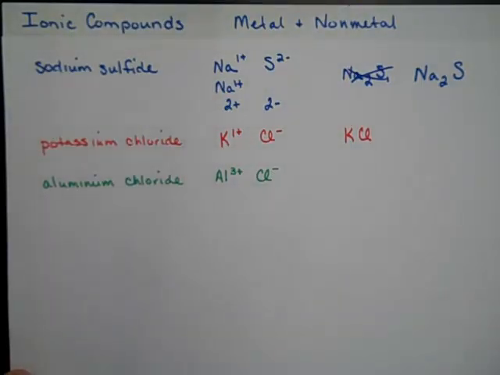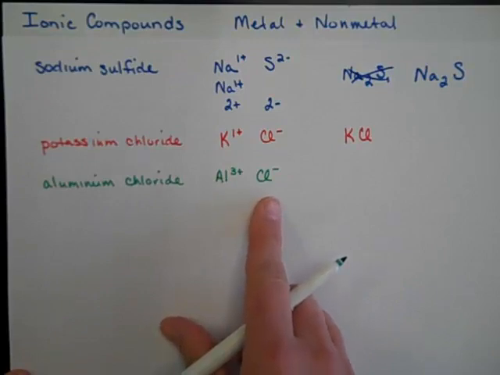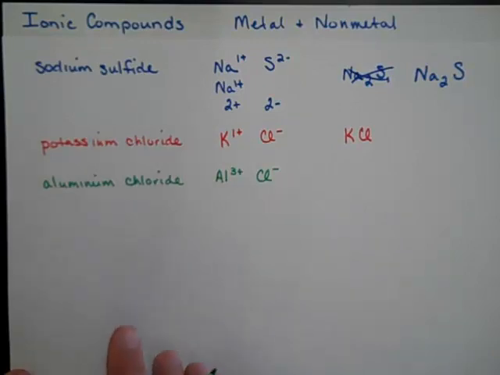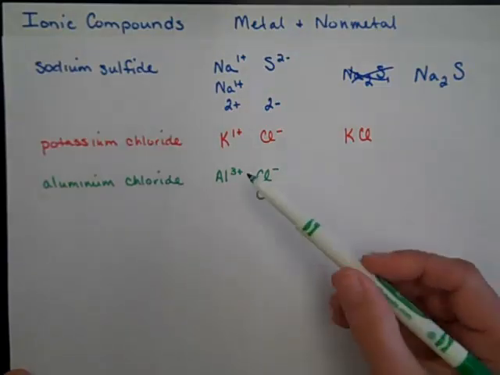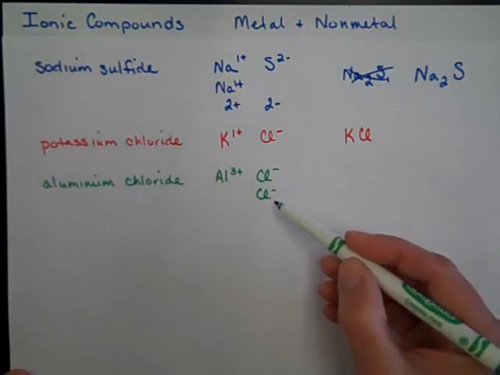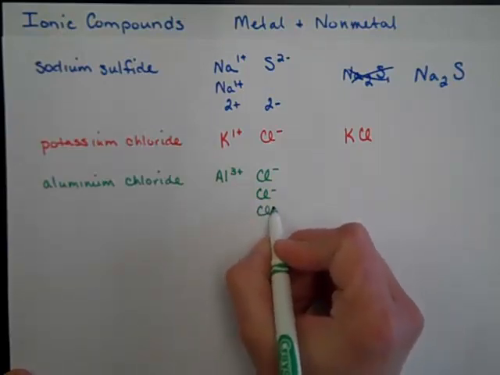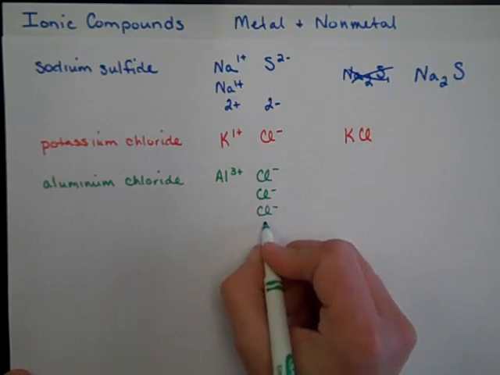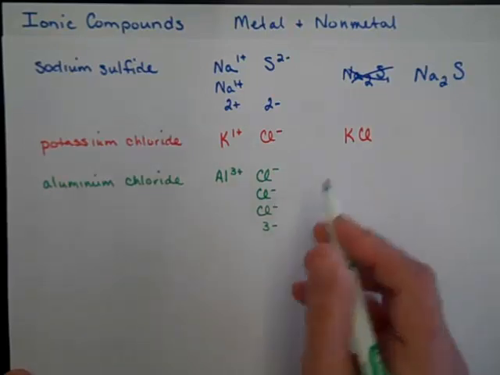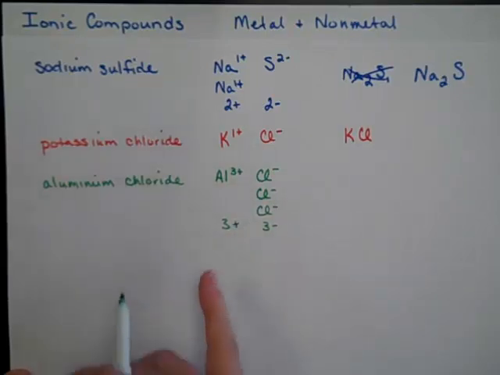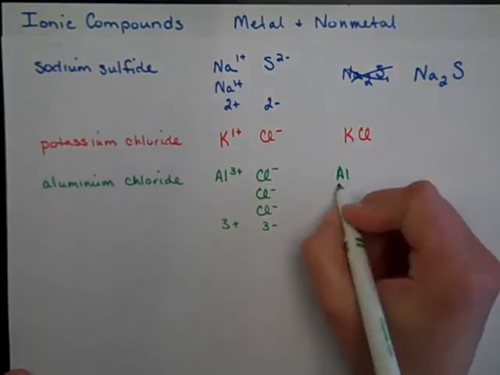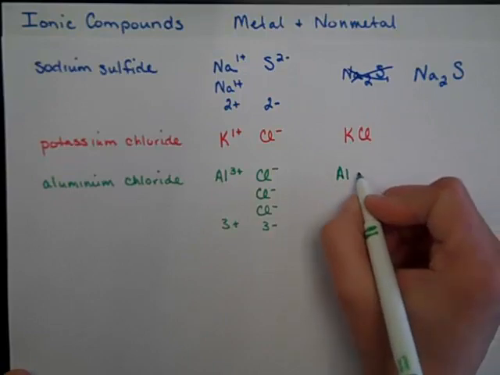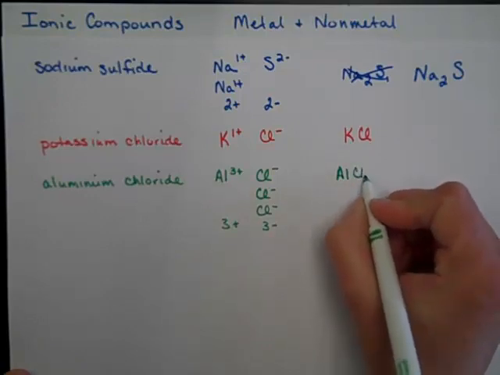So what we have here is 3 positives and 1 negative. So we can add more aluminums, but we don't need to because we already have 3 positives. If we add another chlorine, now we have 3 positives and 2 negatives. Still not balanced, so let's add another one. So now we have 3 total negatives with our 3 chlorines that will balance out our 3 positives. So the formula for aluminum chloride is going to be Al, just one of them, Cl3.